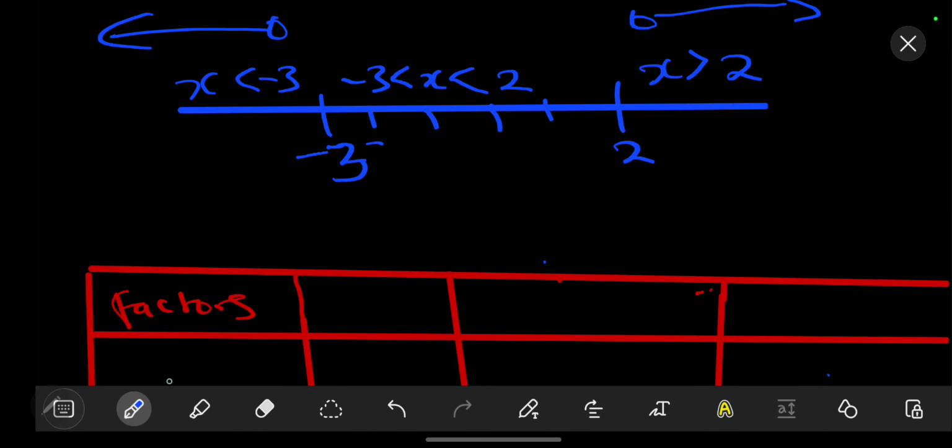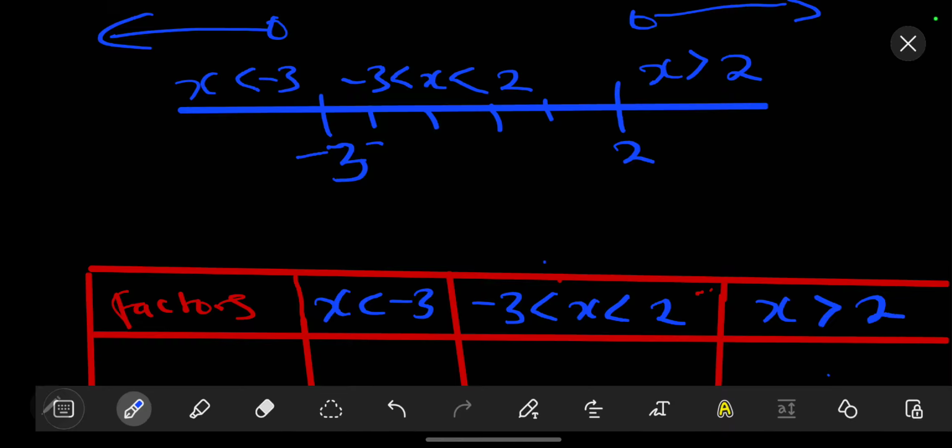So using our table, we have our smallest here. Beginning, we are going to say x is less than negative 3. Then here we have an interval: negative 3 less than x less than 2. Then the last one is x greater than 2, like that. So with that said, we have a value of x that is less than negative 3. x could be equal to negative 4. If you want, negative 5 is okay, as long as it's less than negative 3.